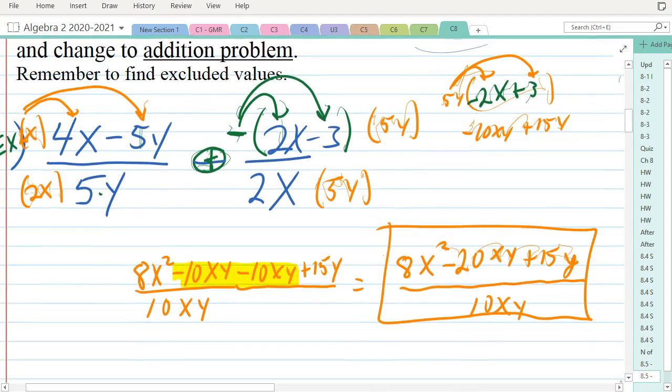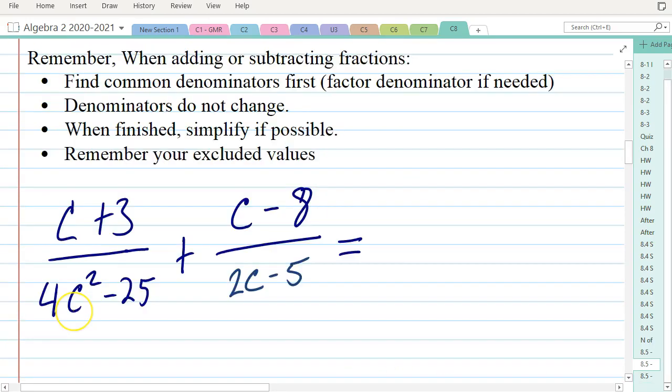Now, they're also going to ask for any restrictions. So note that x cannot equal 0, because that would make your denominator undefined, and then y also cannot equal 0. Those would be your 2 restrictions on this. All right, let's do another one.